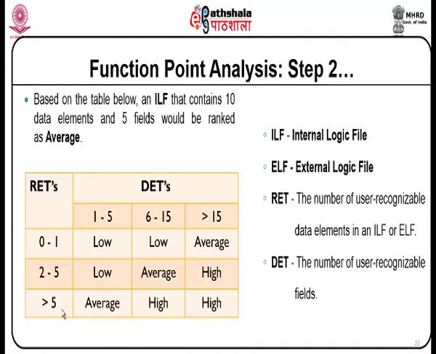If the number of user recognizable data elements in an internal logic file or external logic file is greater than 5, and the number of user recognizable fields is from 1 to 5, the rank is average. If the data elements are greater than 5, and the fields are from 6 to 15, the rank is high. If the data elements are greater than 5, and the fields are greater than 15, the rank is high.